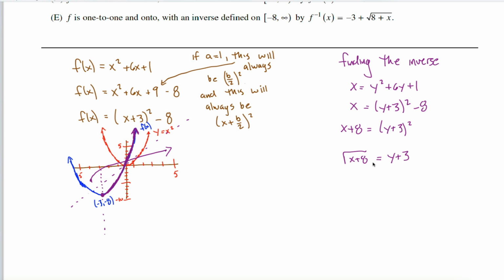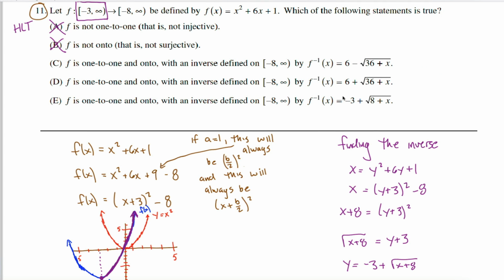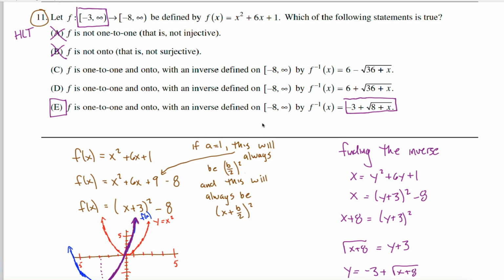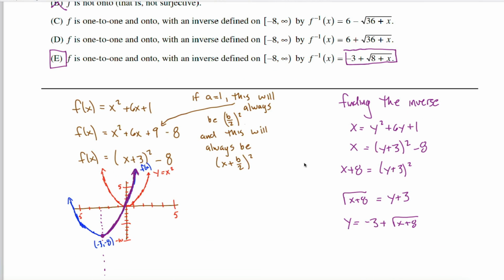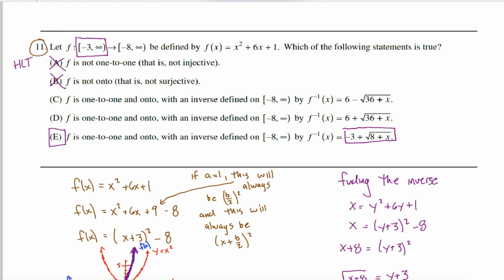Anyways, subtract 3 from both sides, and we got y equals negative 3 plus the square root of x plus 8. Go up to the answers, we see that written right here. What that means is that E is the correct answer. What we've just done is the by-the-book method of solving this problem. And it's great, it works, and if you're pretty good with algebra, you could probably hammer it out in a minute or two. But as I mentioned at the start of this video, there's several shortcuts that you can do.